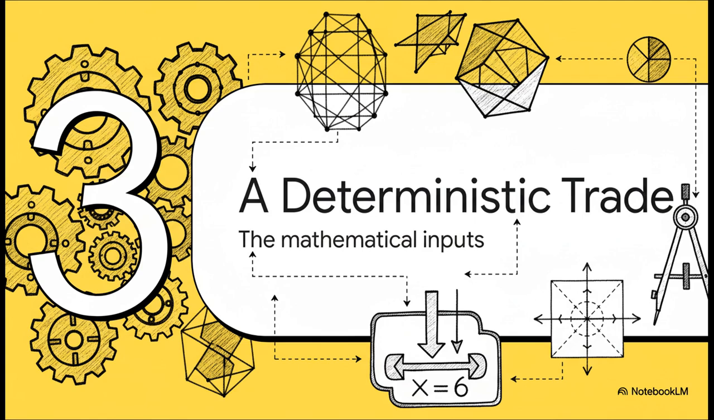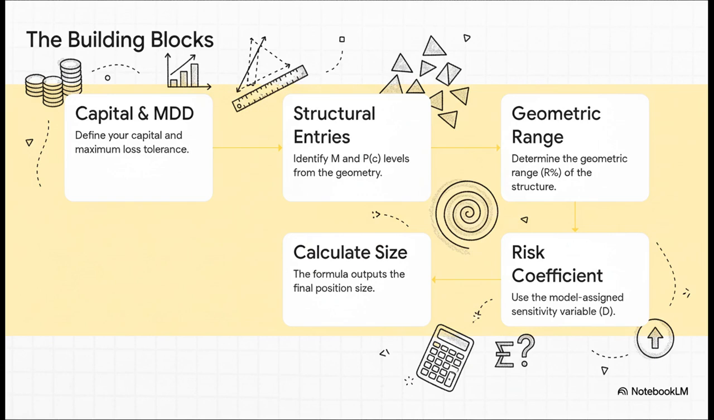Well, it becomes a purely mechanical process. You start with a set of fixed parameters, and those act as the inputs for a formula. There's no guesswork, and there's no emotion involved. And here are those building blocks. Before a trade is ever even on the table, you have to define these five things. You've got your capital and your absolute pain tolerance, then the structural entry points, which are just key price levels that the model's geometry points out, and then a couple of risk coefficients that are also derived from that same structure.